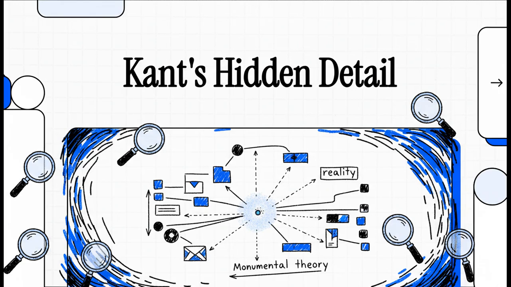Today, we're diving into one of the most incredible theories ever built to explain our reality. But we're going to focus on this tiny, almost hidden detail that the architect himself, Immanuel Kant, noticed but didn't quite know what to do with. And this one little detail might just change how we see his entire masterpiece.